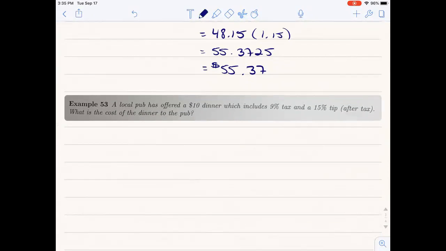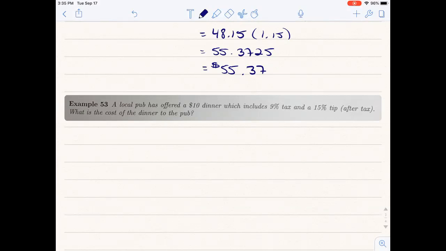Example 53 says a local pub has offered a $10 dinner, right? And so that's the price that you pay, $10, and it includes 9% tax and a 15% tip, which is put on after the tax, right? And that matters, the order matters.